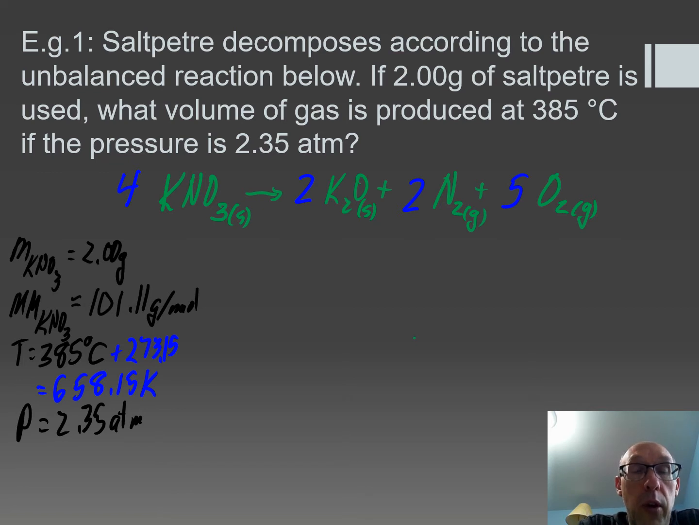Now we're on to the stoichiometry piece. We're going to start with that 2.00 grams of KNO3.